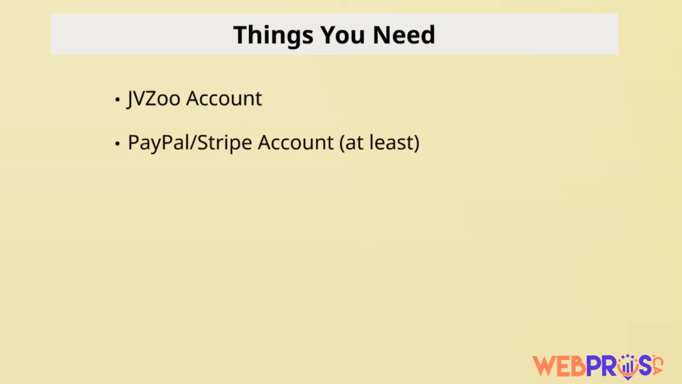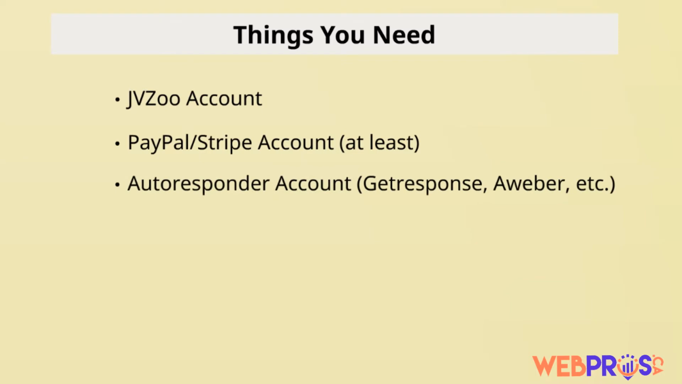Now, before I end this video, I want to talk about the things that you need. Obviously, you need a JVZoo account. You need a payment processor account, such as PayPal or Stripe. You want to have PayPal at least, and then Stripe is additional, but I will say that without having a Stripe account, you will lose money if you are not offering that as an option.